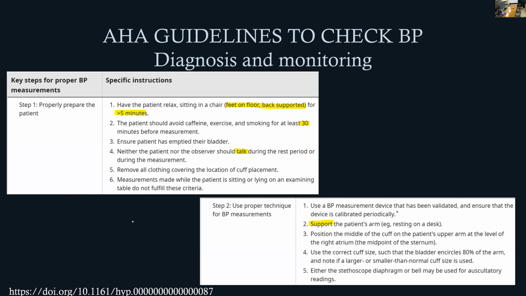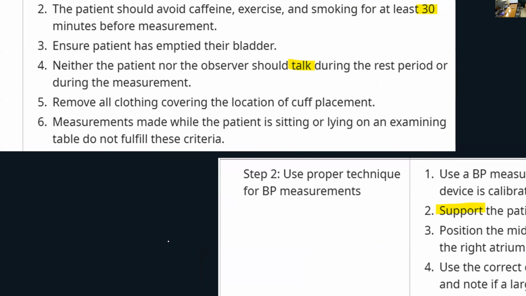This is from the American Heart Association guideline. This is a summary; we look at the things which are highlighted. Proper preparation: the patient should be sitting relaxed on a chair, feet on the floor, back supported, for more than 5 minutes, and should avoid caffeine, exercise, and smoking for at least 30 minutes. The patient or observer should not talk during the measurement. Proper technique has to be used. The arm has to be supported while taking the measurement, with the correct cuff and correct position. Both oscillatory and palpation methods should be used.